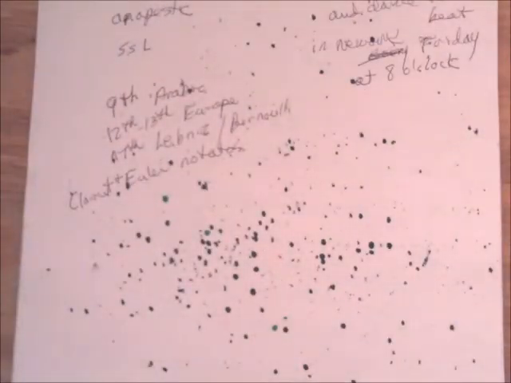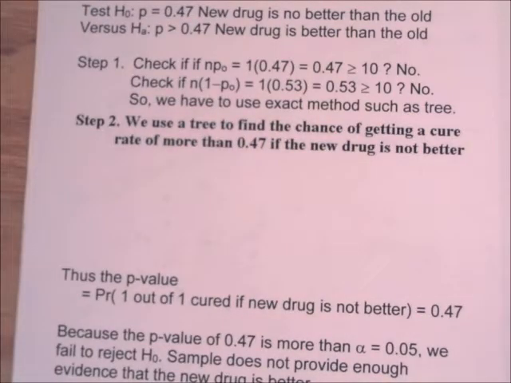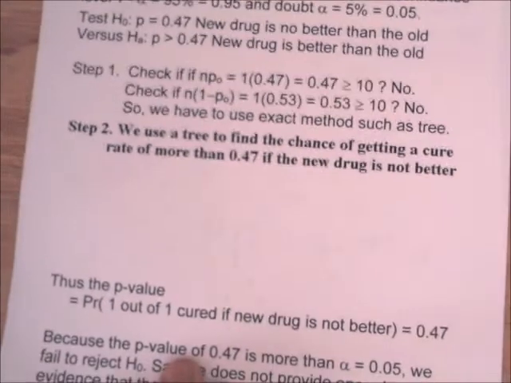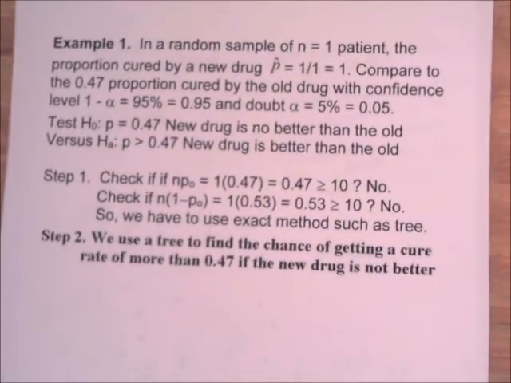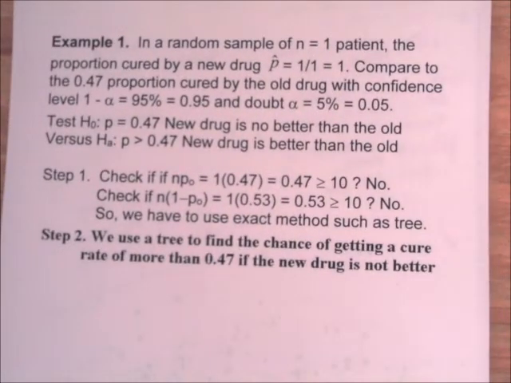Okay, so let's get into specific examples, because I think it's a little hard to talk about this in the abstract. It's easier to talk about in terms of specific examples. So here's example 1. In a random sample of n equals 1 patient, the proportion cured by a new drug, p hat, is 1 out of 1. So there's only one patient. That patient was cured. I want to compare it to the 0.47 cure rate of the old drug.